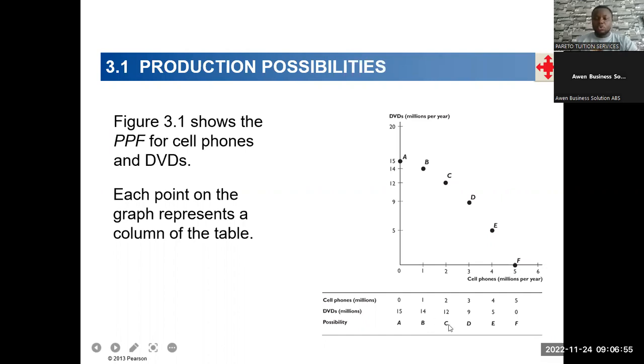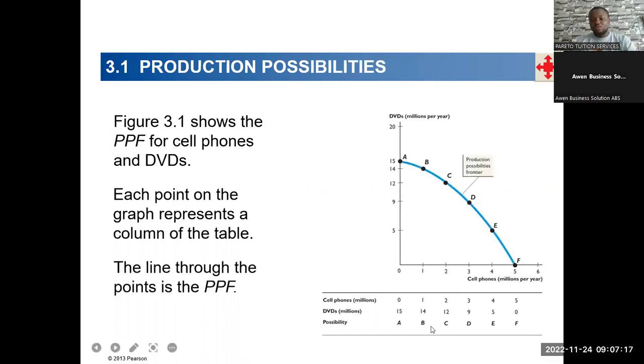Now, if you move to combination C, you see that we want to add one extra unit of cell phone again. We still have to sacrifice some of the units of DVDs. Okay, so you see one consequence of scarcity. There's supposed to be a trade-off. If you want to produce more of one, you have to sacrifice some units of the other good.